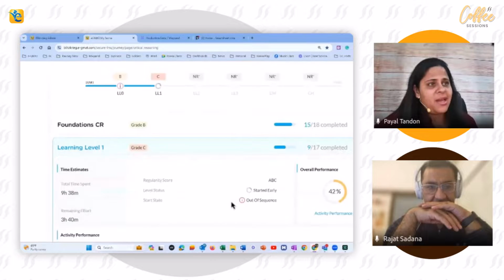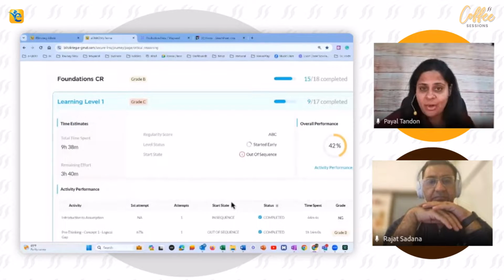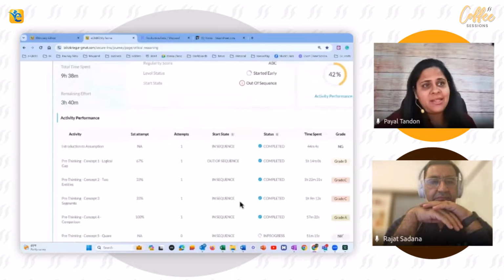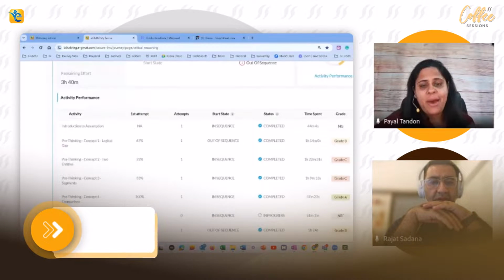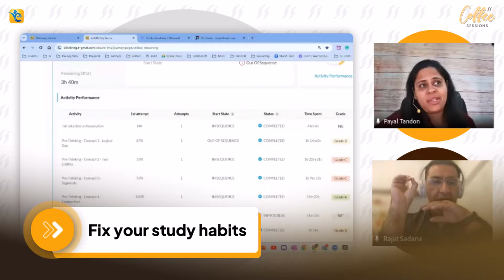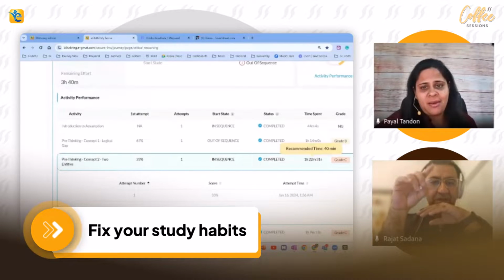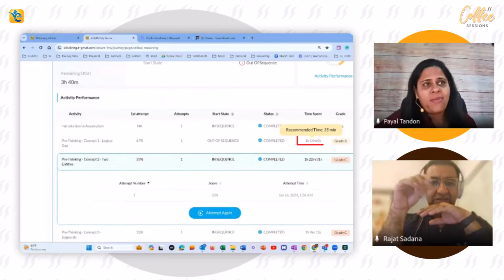But this is the reason why we talked about how you have to do stage one the right way. This needs to be feedback to you, Srishti, that you have to fix your study habits. Look at the amount of time you are taking here. Yes, 1 hour, 14 minutes.